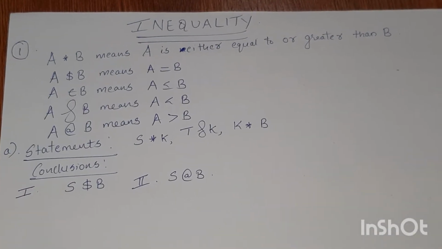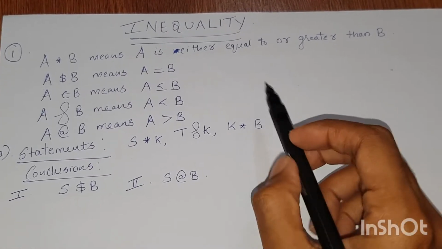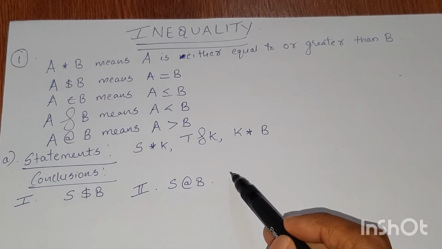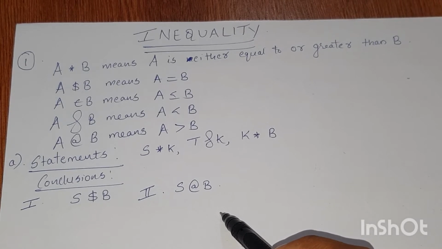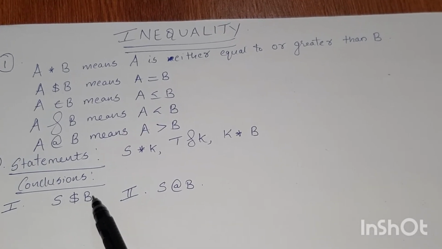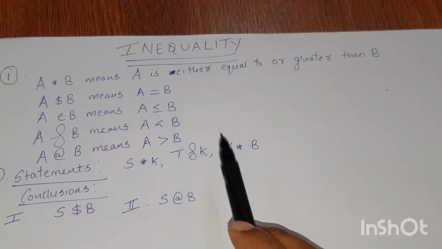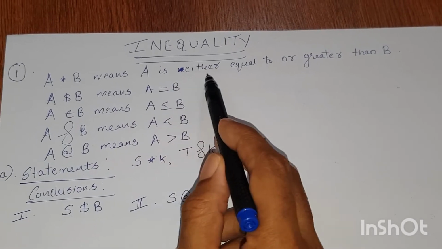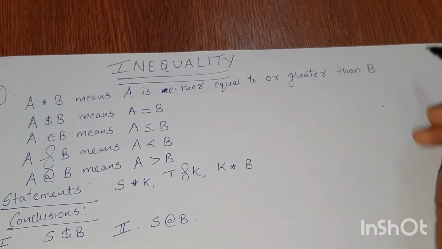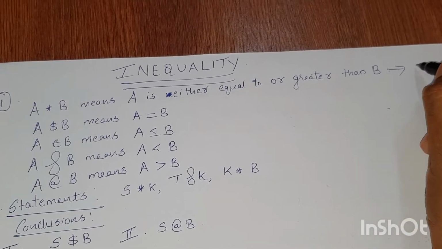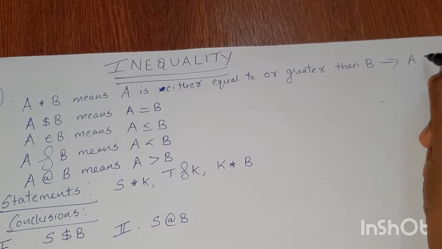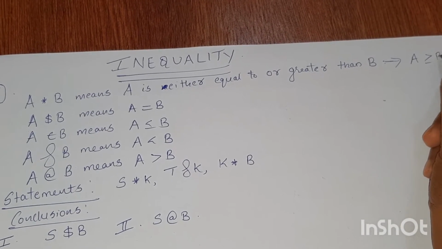So this is the first question. A star B means these are the conditions, okay, and the statements will be given, conclusions will also be given. We have to find out whether the conclusions are true or not, okay. So here A star B means A is either equal to or greater than B. That means A is greater than or equal to B, okay.